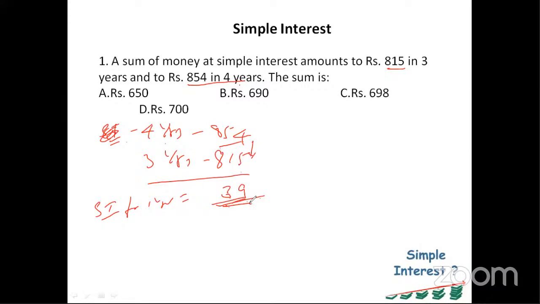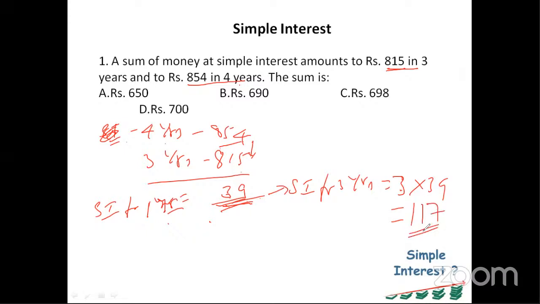Now here, this 815 is for 3 years. What we can do is calculate the simple interest for 3 years. This is for 1 year. If we calculate SI for 3 years, this becomes 3 into 39, and 3 into 39 is 117 rupees. So this is the simple interest for 3 years.